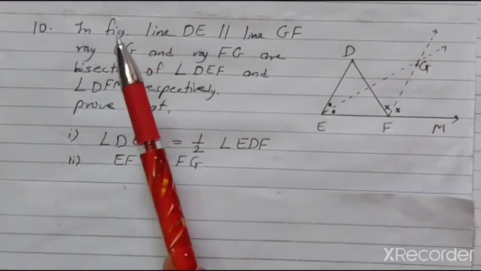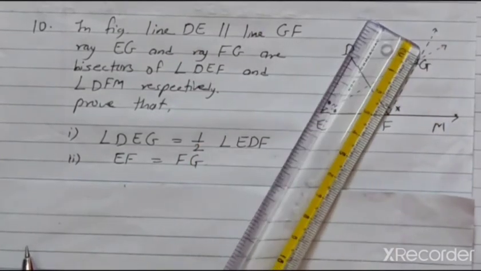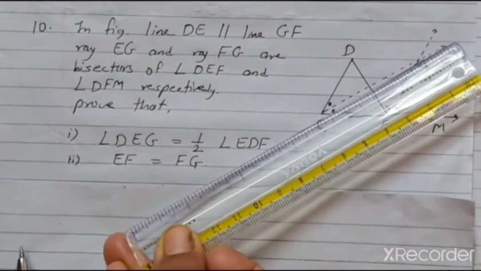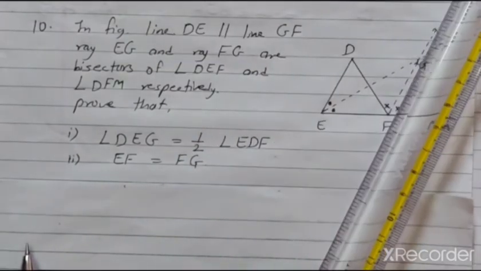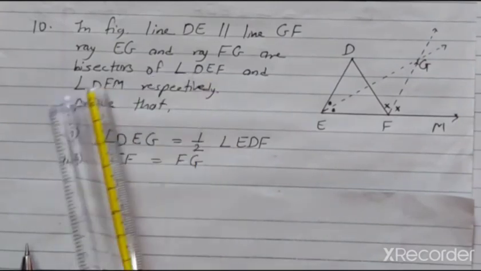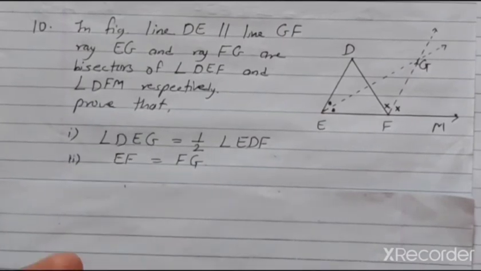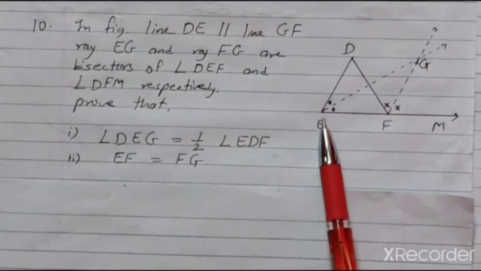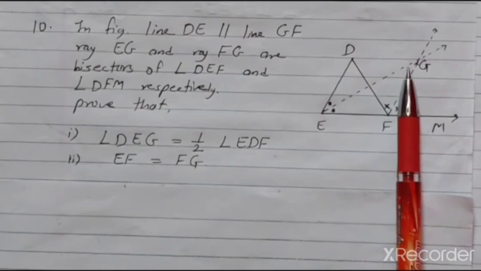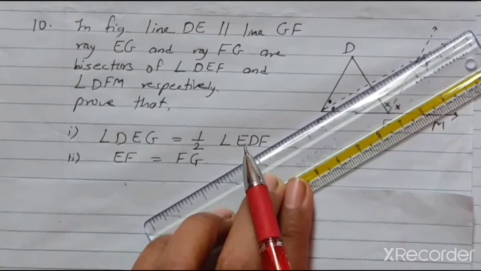Question number 10. In this question, line DE is parallel with line GF, and ray EG and ray FG are both angle bisectors of these two angles respectively. Prove that angle DEG is half of angle EDF. DEG means this angle, that is half of this angle E. Okay, is half of angle EDF.